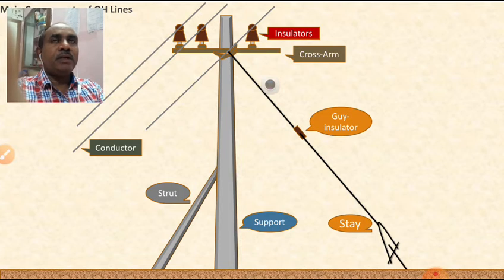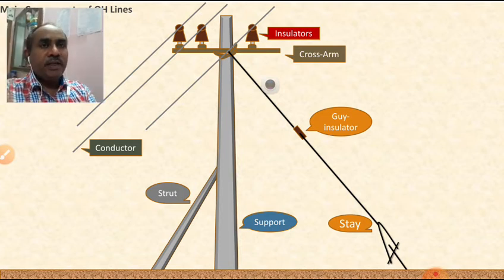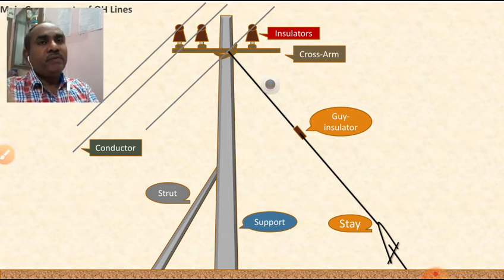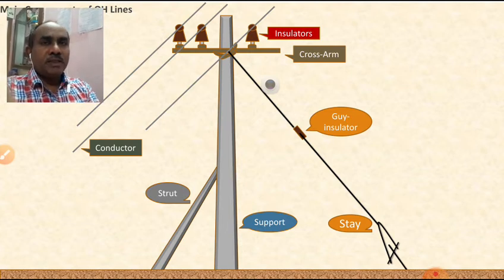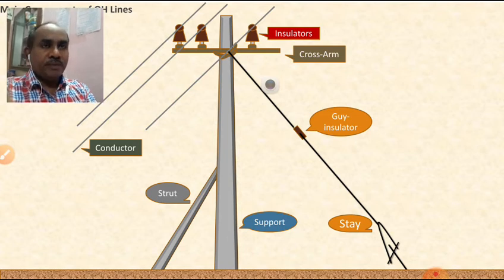And as per Indian Electricity Rule, every fifth pole should be stayed, every fifth pole should be earthed. These are the things we have already studied. By keeping these factors in mind, we are going to do this problem very quickly.